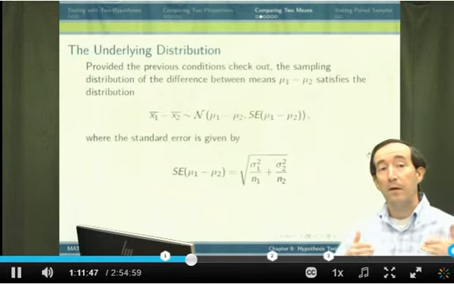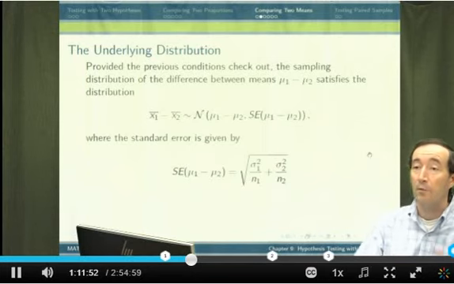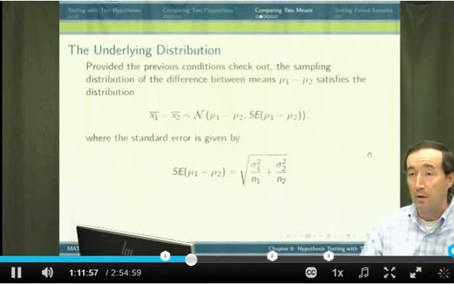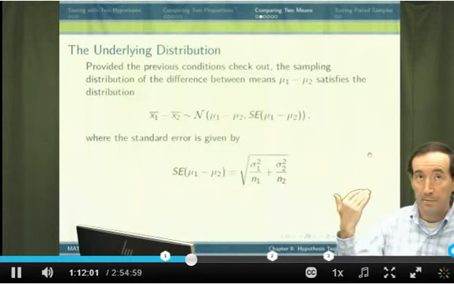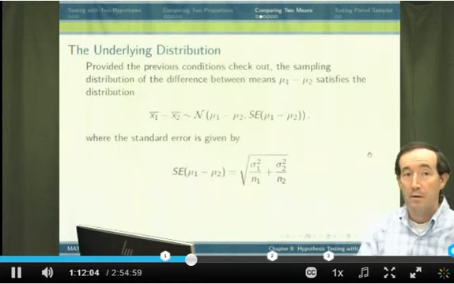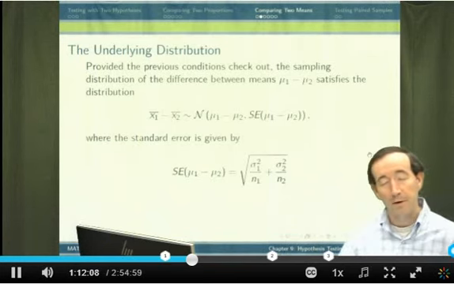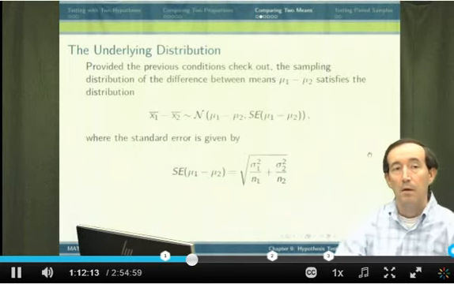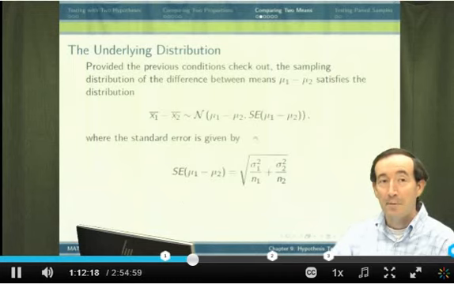Now, if we happen to know the population variances, remember what happened in a single sample case, we can compute a confidence interval with the standard error built by the average. The standard error was the population standard deviation divided by the square root of the sample size, sigma over the square root of n.